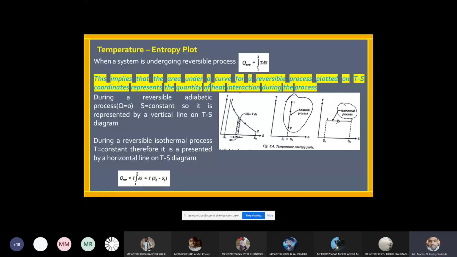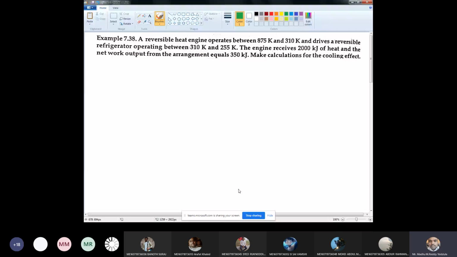Okay, so when a system undergoes a reversible process, Q reversible equals integral TdS. This implies that it is the area under the curve. So what is Q? Q is the heat supplied or heat rejected, whatever it may be. If you recall, in PV diagram, some expansion process is happening from state 1 to 2.